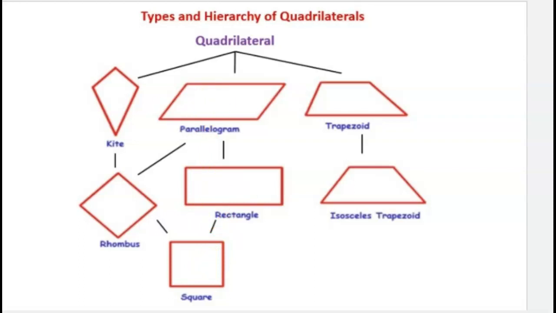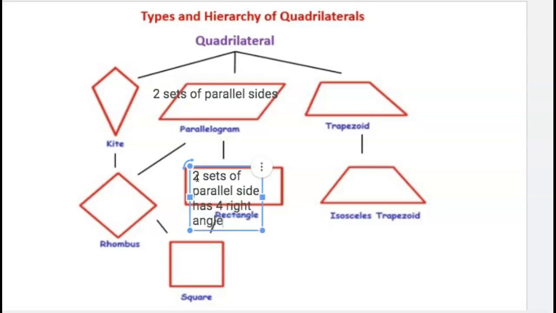All right, so let's see if we can remember what makes these shapes the same. A parallelogram has 2 sets of parallel sides. So that's all you need to be a parallelogram. Now if we go down here, a rectangle also has 2 sets of parallel sides, but it has 4 right angles. So it can be a parallelogram, but it's a special parallelogram with 4 right angles.